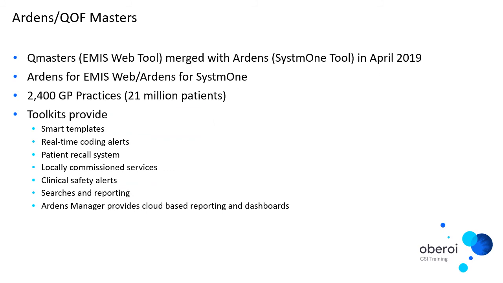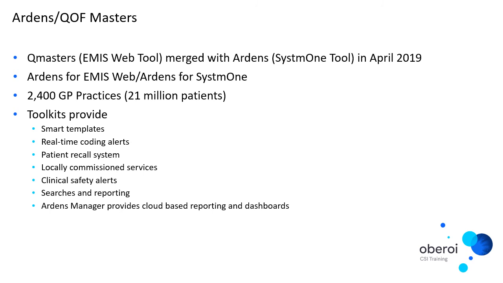Okay, then finally we've got Ardens or QOF Masters. These two actually merged last year, so you might have heard of either of them. QOF Masters was EMIS Web and Ardens was System 1, and the two have merged together, and they're now known as Ardens for EMIS Web and Ardens for System 1. They cover 2,400 GP practices, and they provide templates, coding alerts, recall systems.